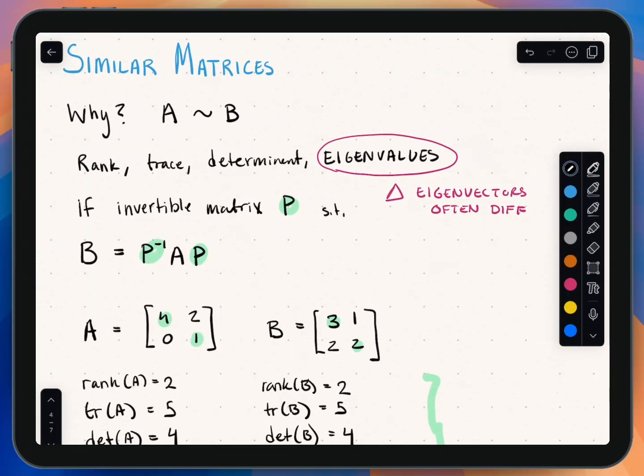So to conclude, similar matrices are connected by this invertible matrix P in this form right here. And it's important because similar matrices are in the same matrix family. They share the same rank, trace, determinant, and eigenvalues, which makes them have similar characteristics and will help us understand different types of matrices.